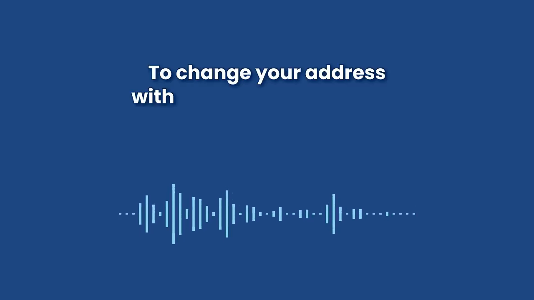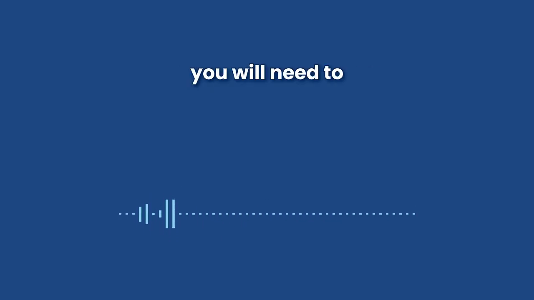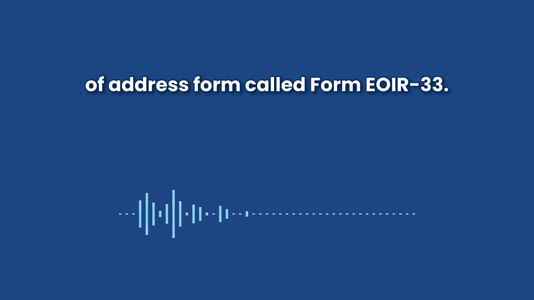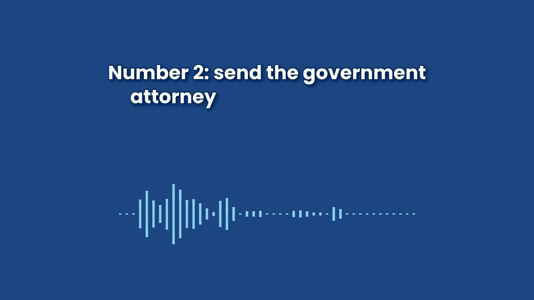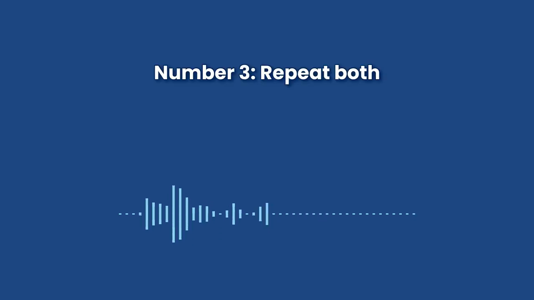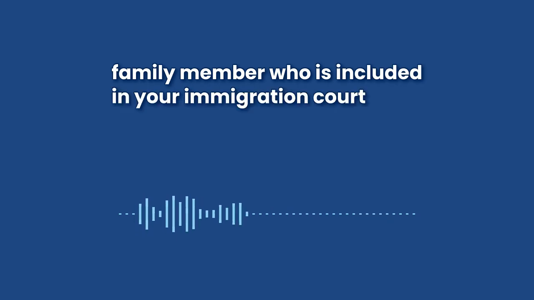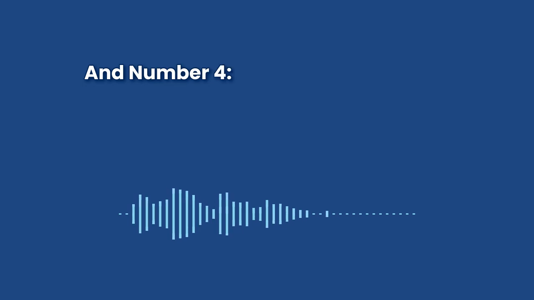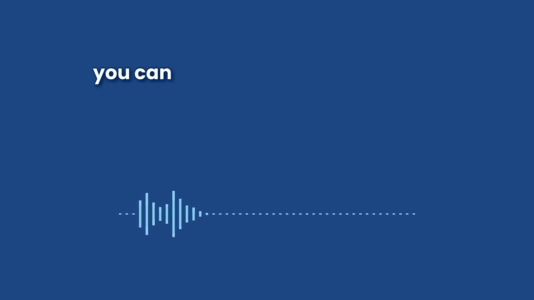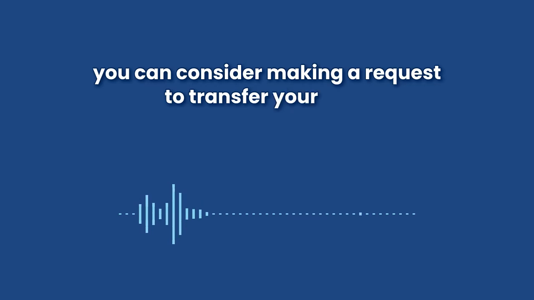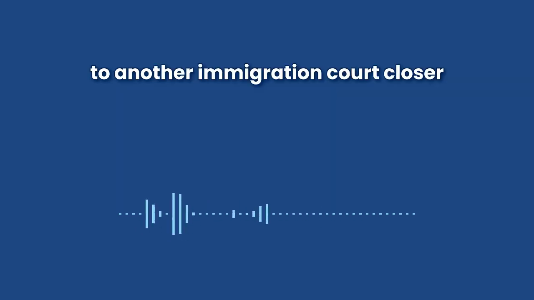To change your address with the immigration court, you will need to, number one, fill out a change of address form called Form EOIR 33. Number two, send the government attorney a copy of the form. Number three, repeat both of those steps for every family member who is included in your immigration court case. And number four, if you have moved far away, you can consider making a request to transfer your case to another immigration court closer to your new address.